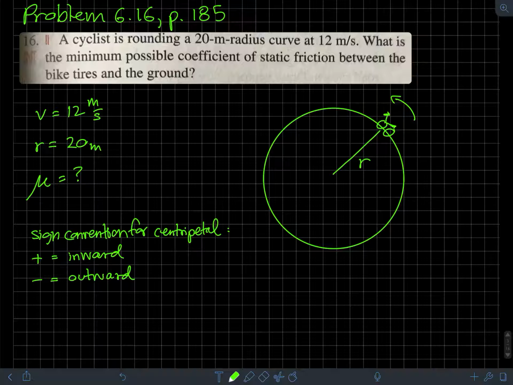Okay, let's do problem 6.16 on page 185. So this problem, we're looking at a cyclist going around a curve. Okay, so we know that we have a 20 meter radius curve. We also know that the speed is 12 meters per second. And we want to know the minimum, the least possible coefficient of static friction between the bike tires and the ground.